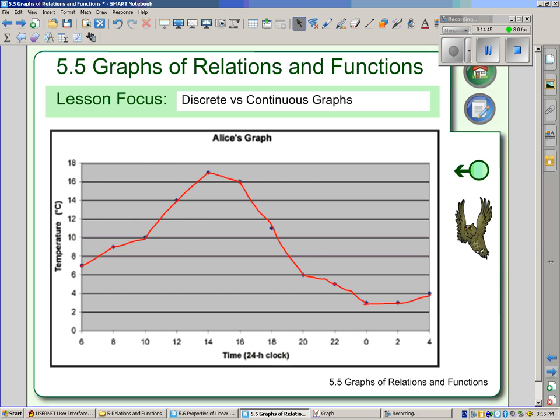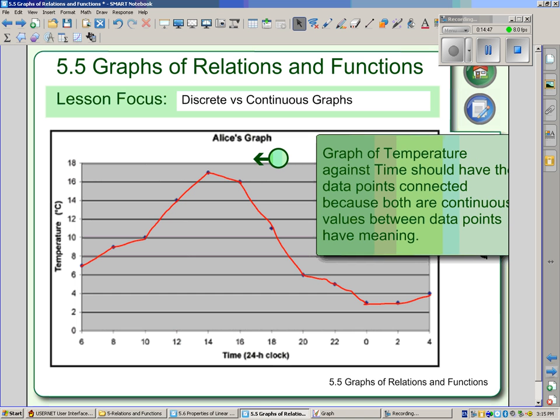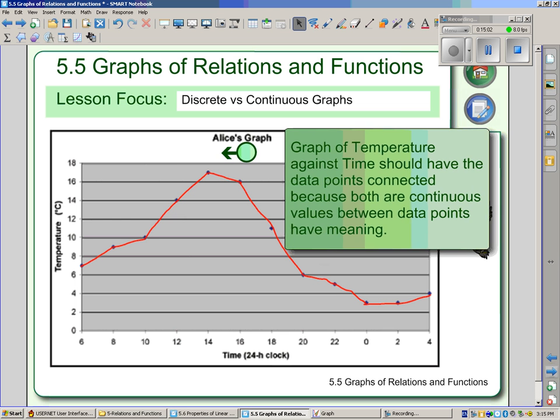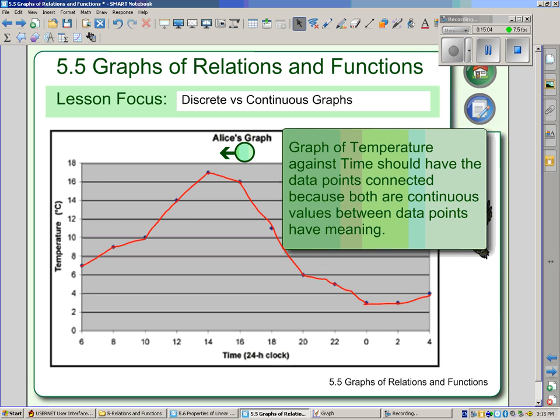So just to reiterate here, a graph of temperature against time should have the data points connected because both are continuous and the values between the data points have meaning. There's meaning between the data points. We connect the points.